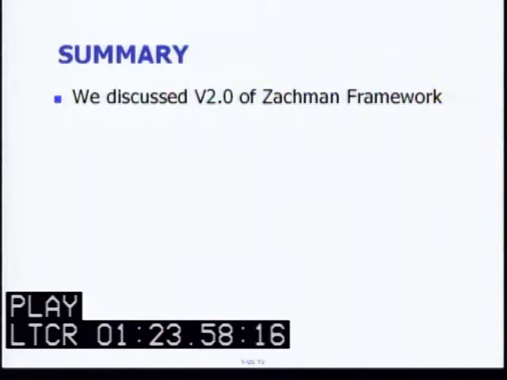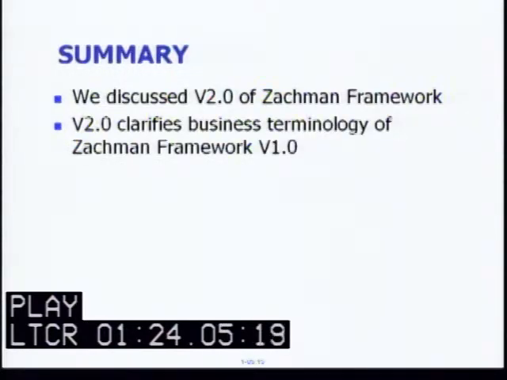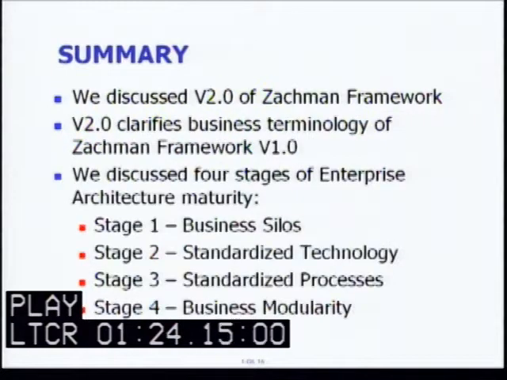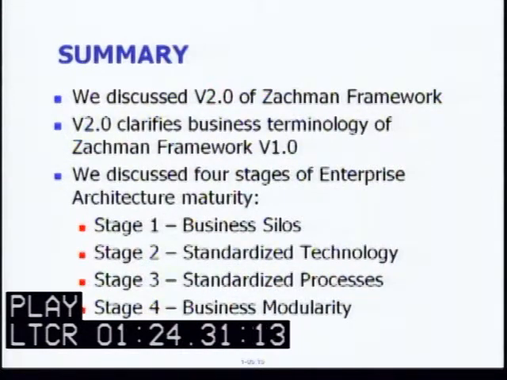In summary, in this segment, I introduced version 2 of the Zachman framework with its more consistent business terminology compared to the evolutionary aspect of Zachman framework version 1. And we then discussed the 4 stages of enterprise architecture maturity. We looked at stage 1 with business silos. Unfortunately, most enterprises today are in stage 1.